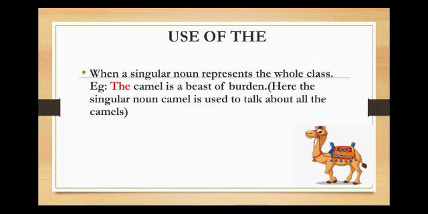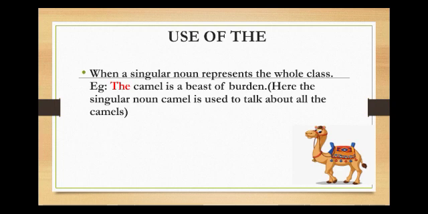Children, when a singular noun represents the whole class, when we are talking about any one person or one animal, but we are not exactly talking about one person, we are talking about the whole class, the whole species, then we use the before that singular noun. For example, the camel is a beast of burden. Over here, the singular noun camel is used to talk about all the camels.